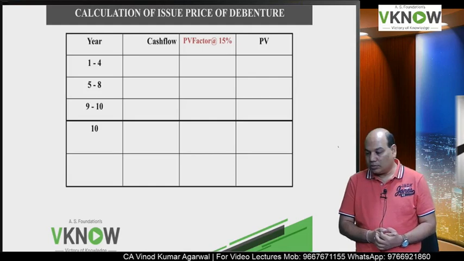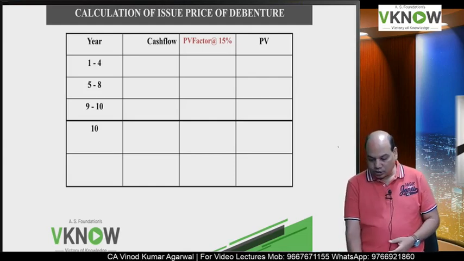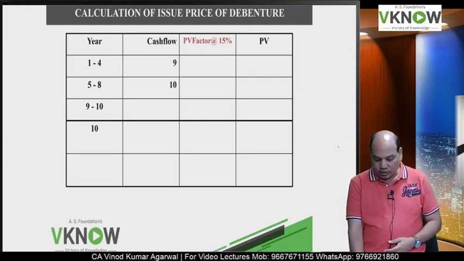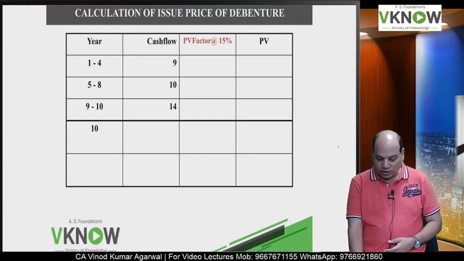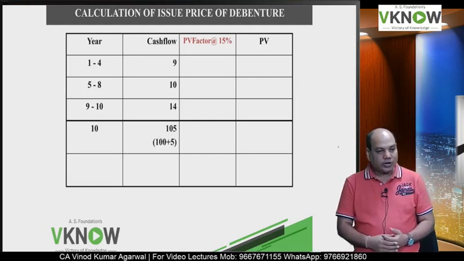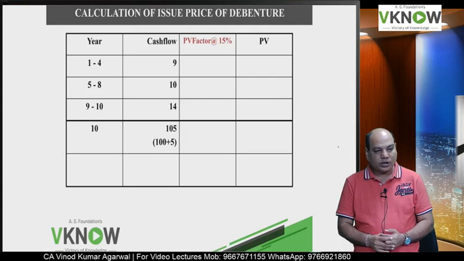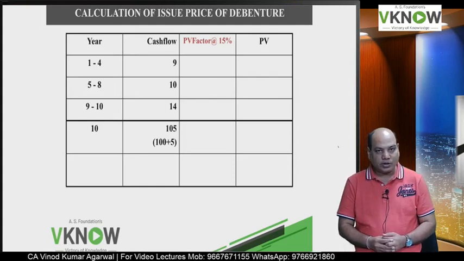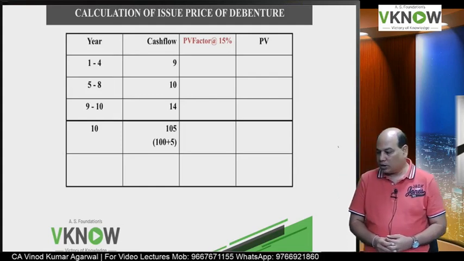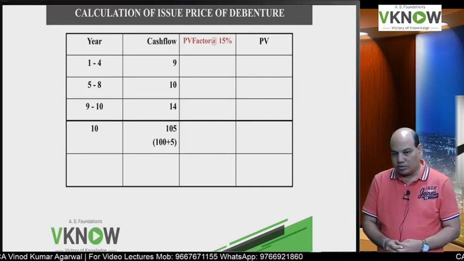So write down year again: 1-4, cash flow will be 9; 5-8, 10; 9-10, 14; and the 10th year will be 105. But this time my discount rate will be 15%.